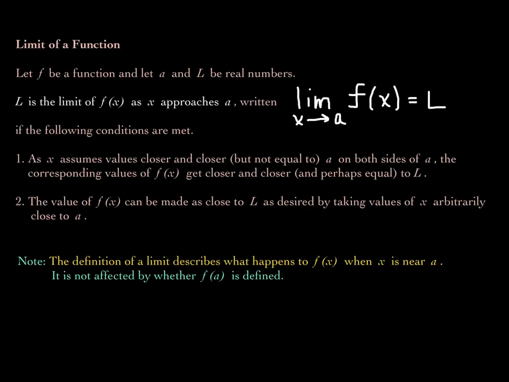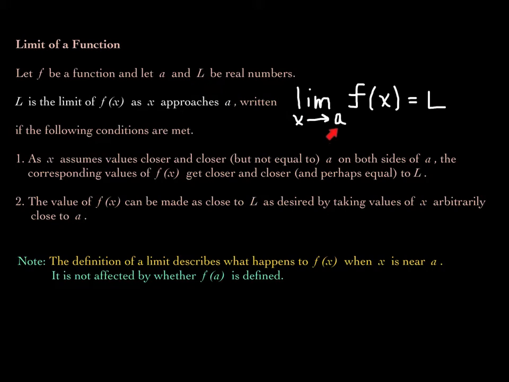Here is our definition for the limit of a function. This is very important. Let f be a function and let a and L be real numbers. So f is the function, a and L are real numbers. L is considered the limit of f of x as x approaches a. And this is how you write it: the limit of f of x as x approaches a, that is an arrow right there, equals L.